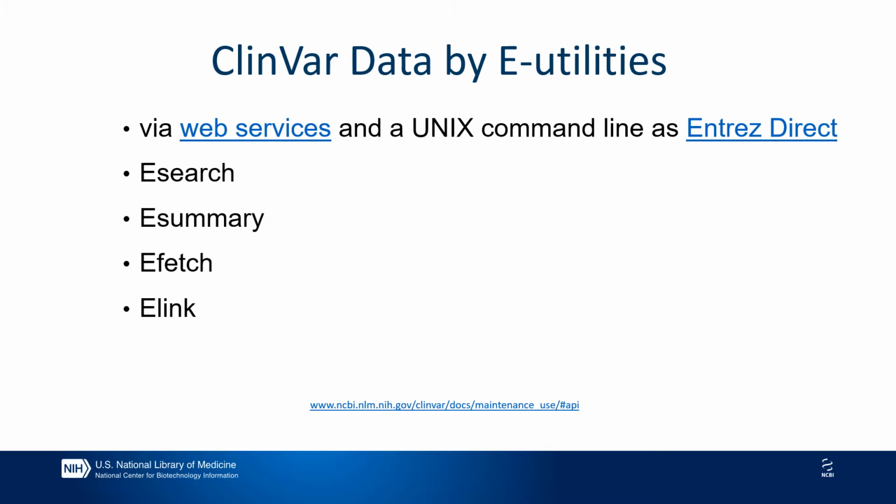So for ClinVar, we have 4 of the eUtilities functions available. eSearch lets you search ClinVar for records of interest. So for example, you can search for a gene symbol or a disease and get back all of the IDs for records that match your search term. You can then use those IDs to use eSummary to get back a summary of each record of interest, or use eFetch to get the full record for each of those results. eLink lets you make connections between those records of interest in ClinVar and data that may be available in other Entrez databases like PubMed. More information about how to use eUtilities and ClinVar is available on our website also.